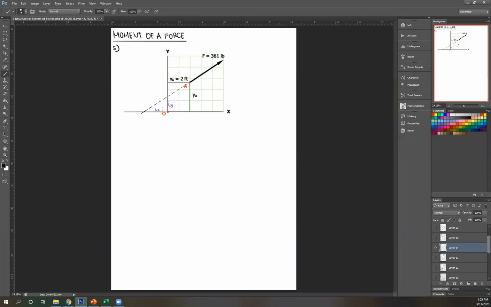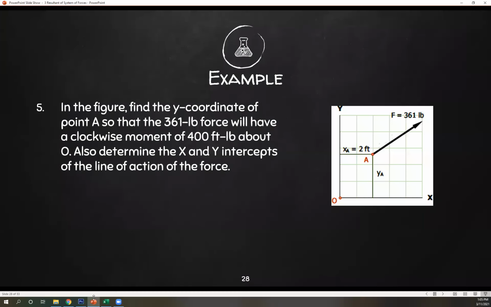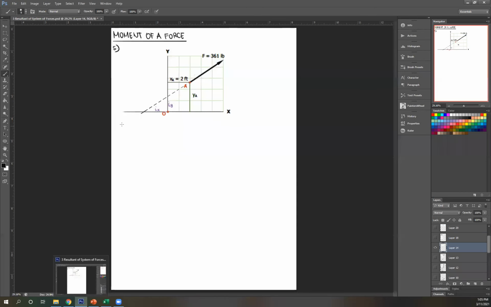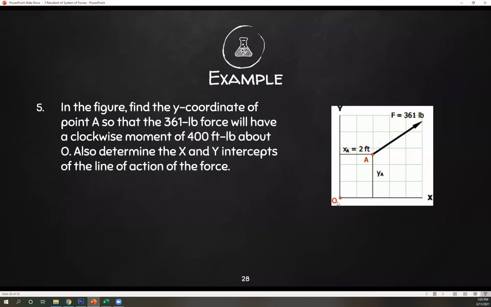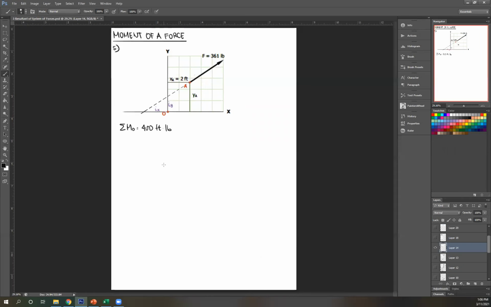So first of all, I want to know what YA is. So write out your given. We have a clockwise moment about O of 400 foot-pound, so positive. So summation of moment about O is positive 400 foot-pound. That's one of your given. Now I can use this. About O, yeah. I can use this to figure out YA.